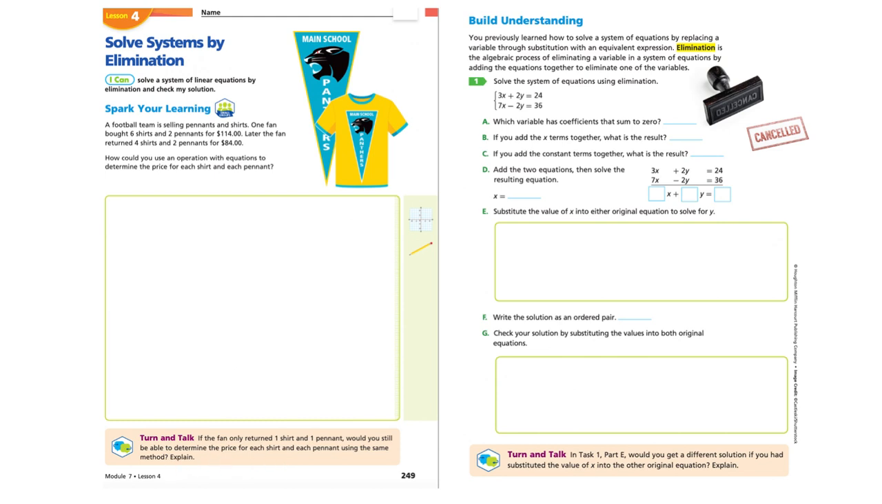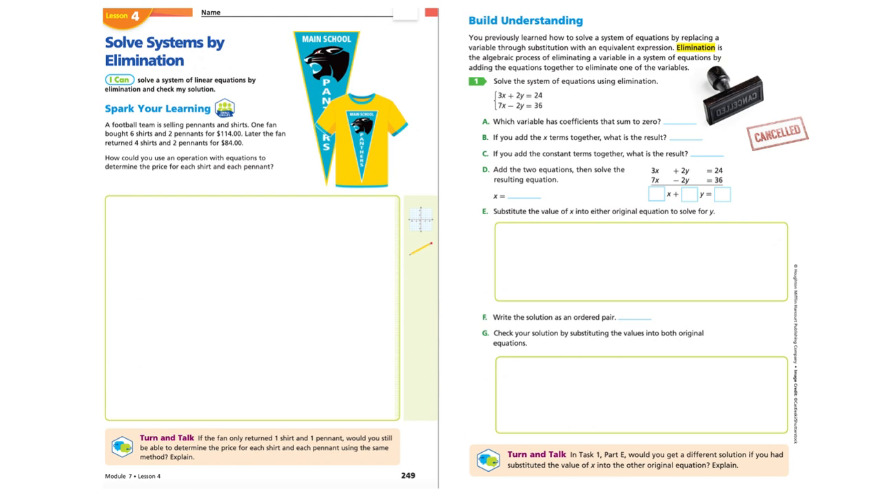Then try to do the turn and talk. If the fan only returned 1 shirt and 1 pennant, would you still be able to determine the price for each shirt and each pennant using the same method? Explain. So maybe your method works, maybe it doesn't. You could try guess and check, a lot of different possibilities. So work on that for a little bit, and then we can head to the build understanding.